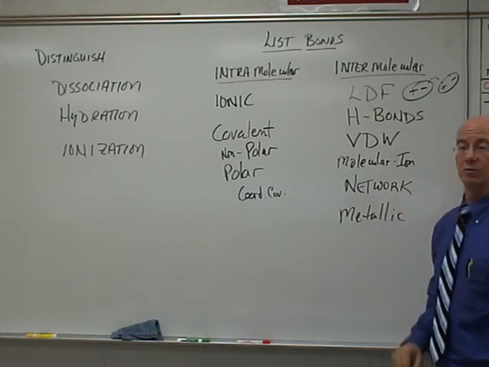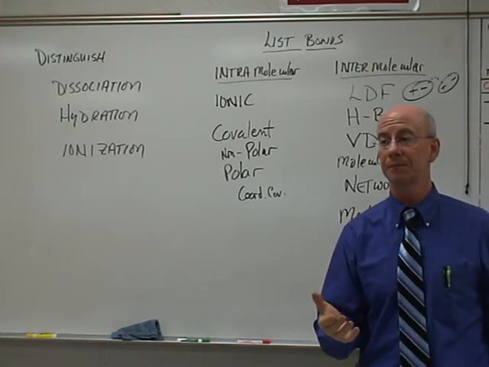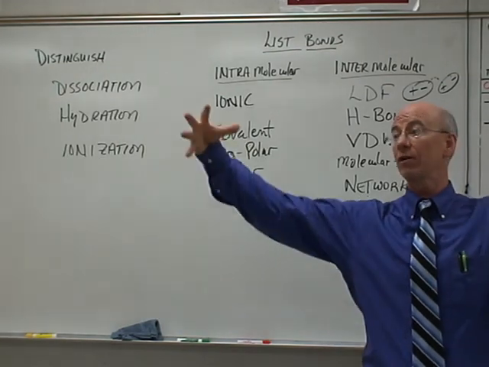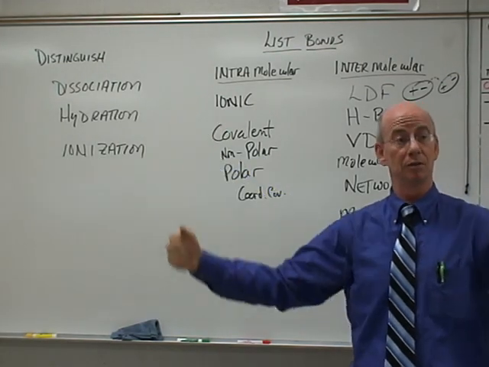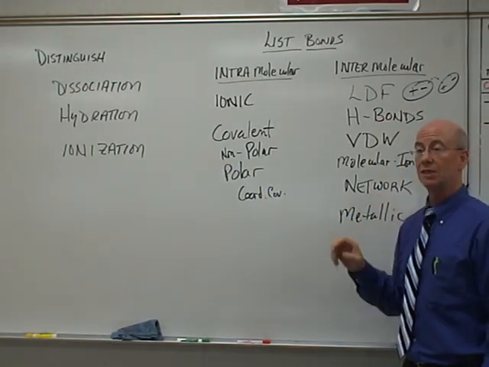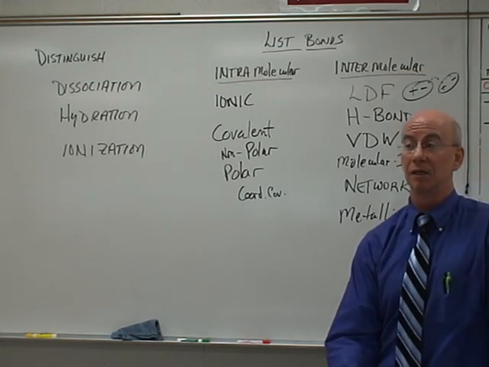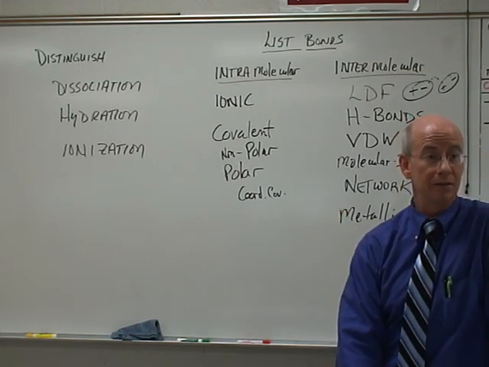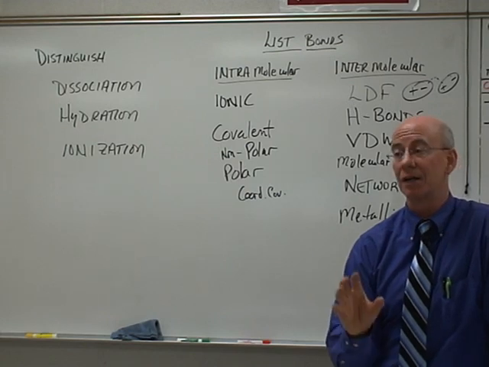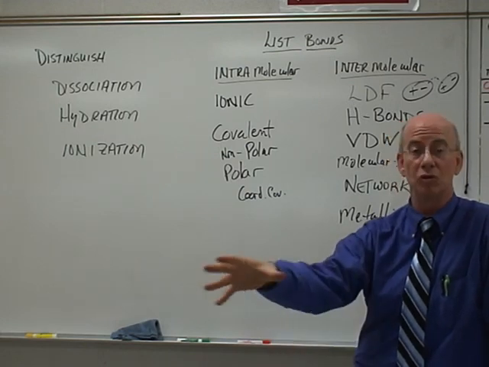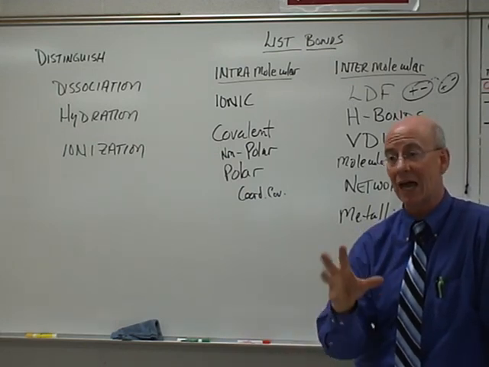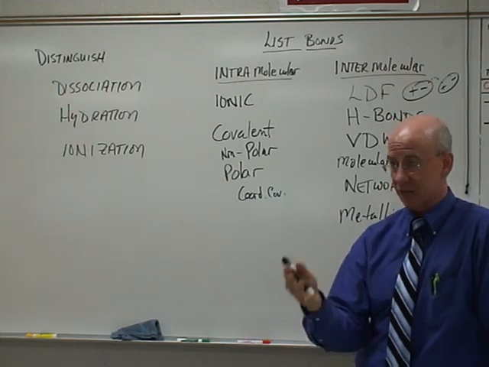Network solids, what are those? What's the other name for it again? Macromolecules. So they're very large. Okay. What are some examples of network solids? Diamond, graphite, silicon dioxide. Silicon dioxide makes up the earth, and it's used in all of our lab equipment, the glassware. Phosphorus.